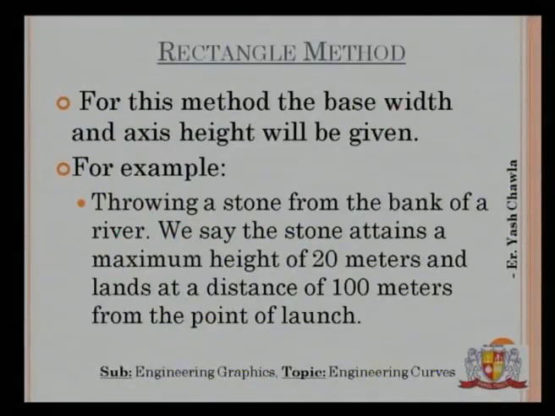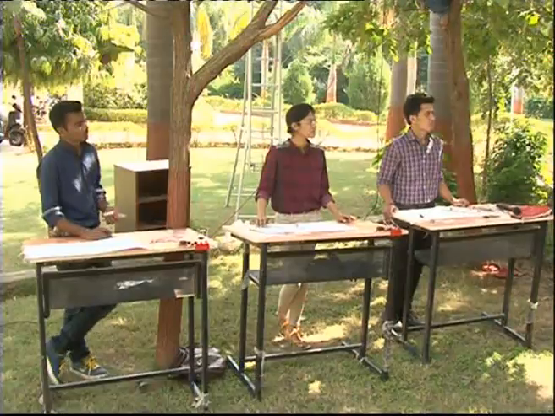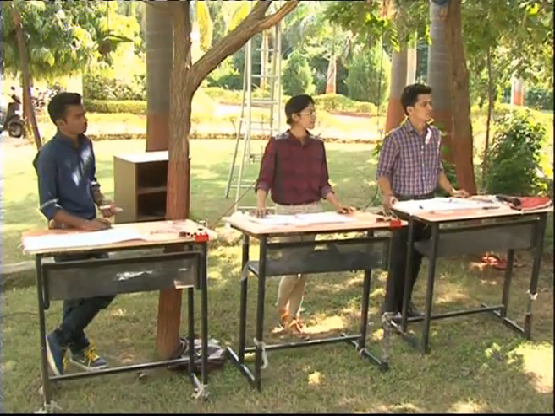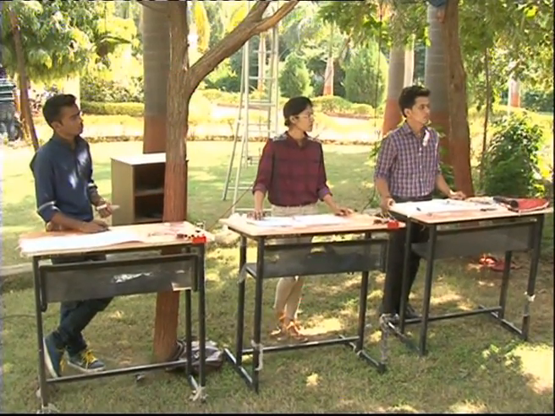The question we are going to discuss here is throwing a stone from the bank of a river. The stone attains a maximum height of 20 meters and it goes up to a distance of 100 meters. So if I am throwing a stone and it goes up to a maximum height of 20 meters, that will be my height, and it lands 100 meters from the point where I threw it, so that is my range or the base, which is 100 meters.